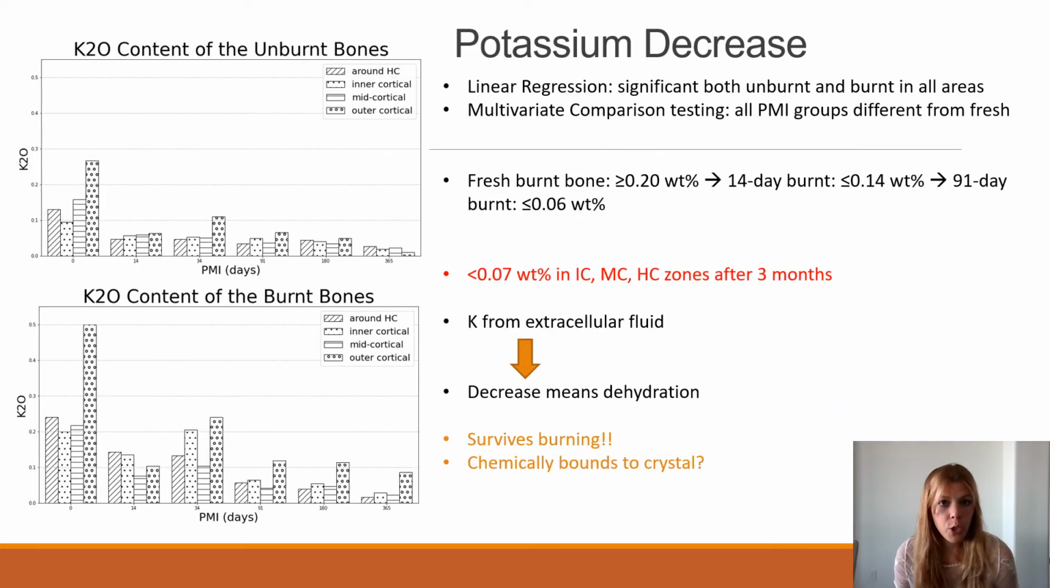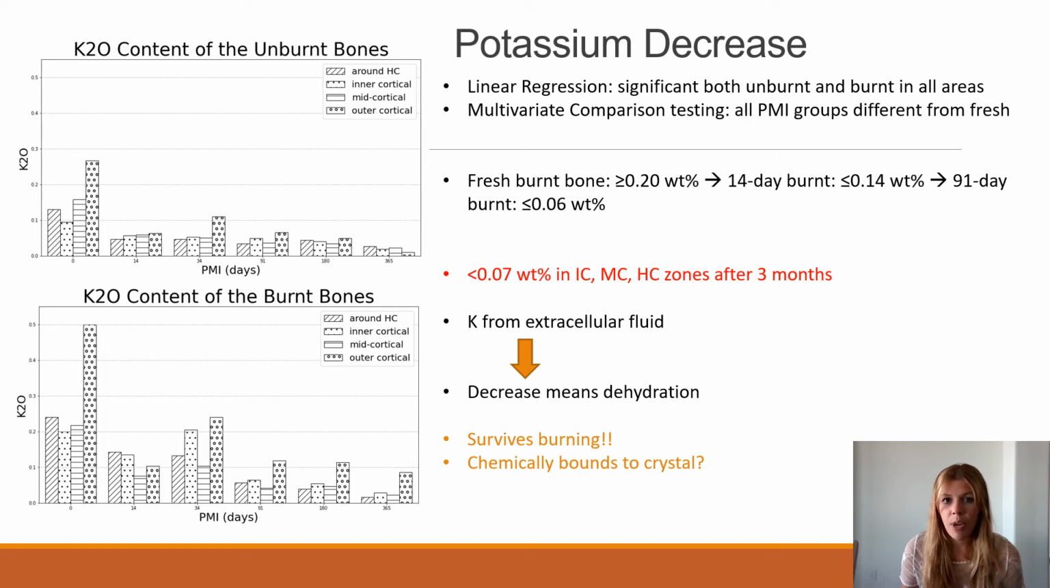This graph shows the potassium decrease in the different areas of the bone cross-section as a function of time. So the x-axis is the PMI here as well. Unburned bones are up, burnt are down. Linear regression results show that potassium was the only element that decreased in both unburnt and burnt bones with time in all areas. Multivariate comparison testing showed that all fresh bones were significantly different from all other postmortem groups.